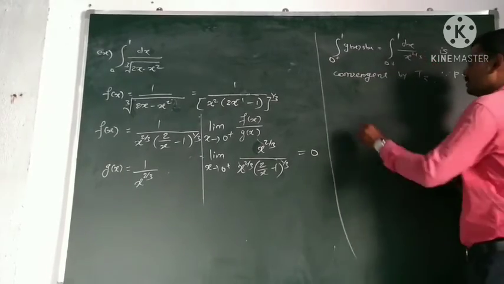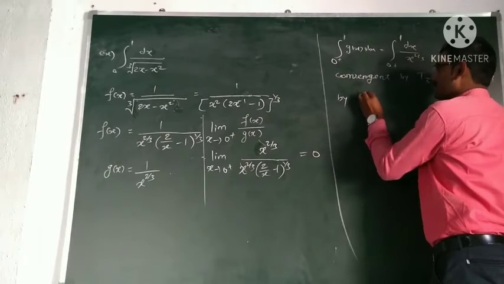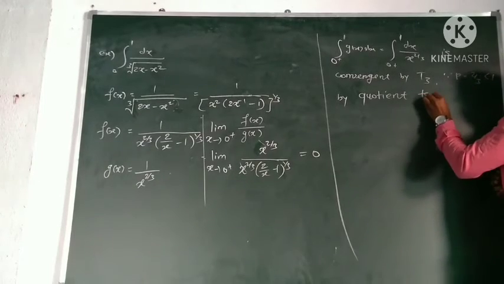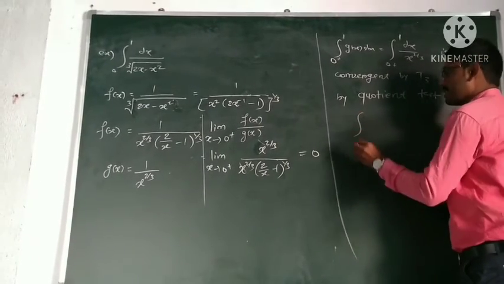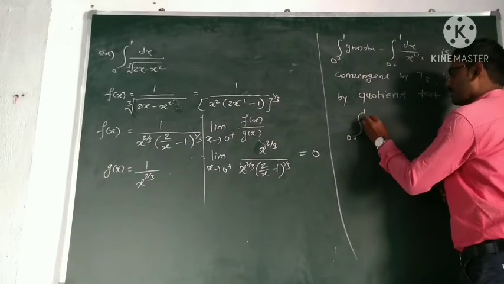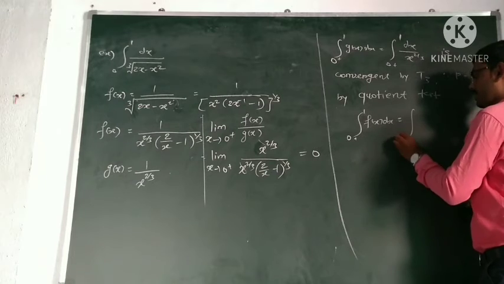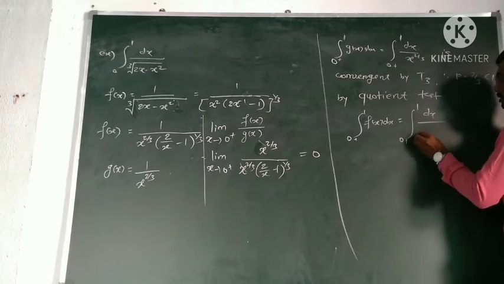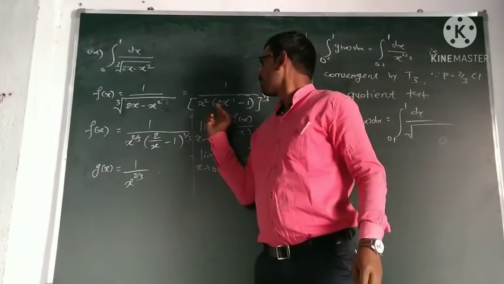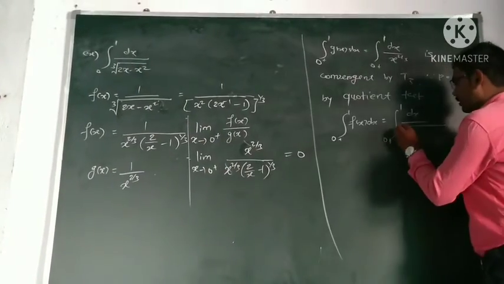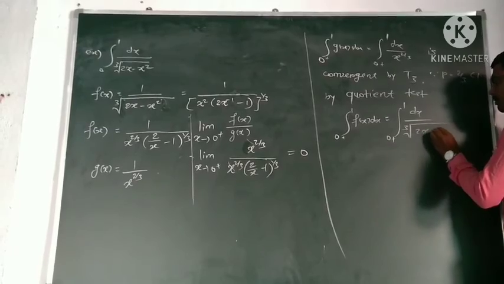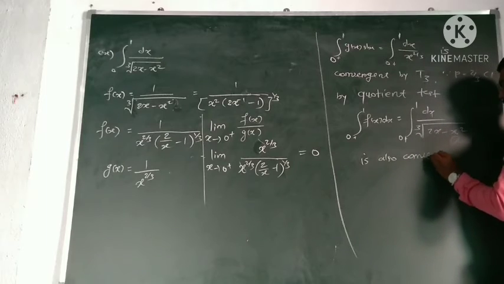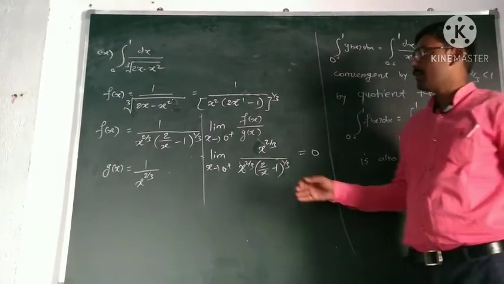So by the quotient test, or comparison test 2, that is the limit comparison test, the other integral, the integral of f, is also convergent. That is, the integral from 0 to 1 of dx upon the cube root of twice x minus x square is also convergent. Why? Because of the quotient test.